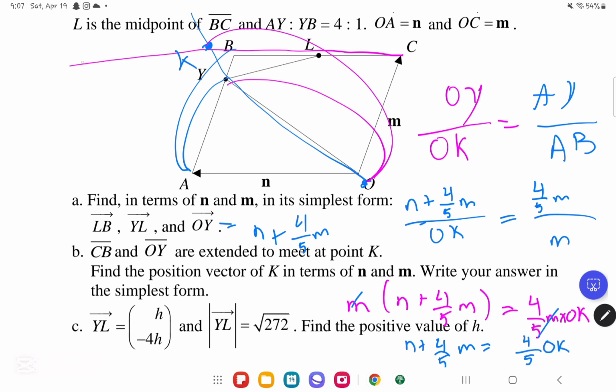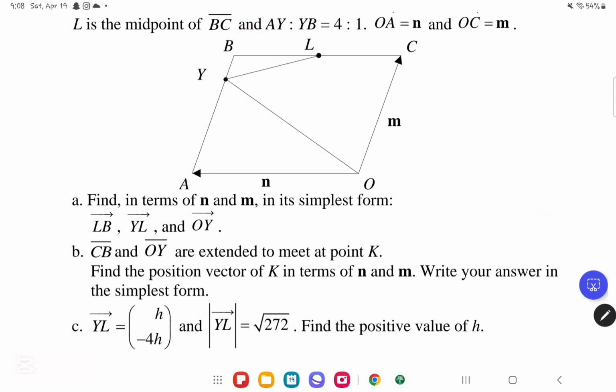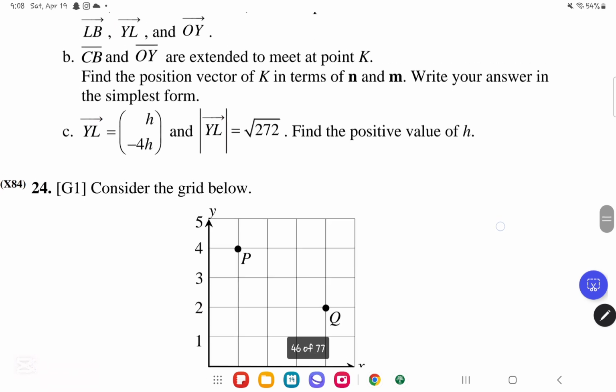So now you're going to divide what? You're going to divide both sides by 4 over 5, and then you're going to simplify it, and you're going to get 5 over 4n plus m is equal to OK. So very simply, 5 over 4n plus m is equal to OK. We'll move on to the next question, which is YL.